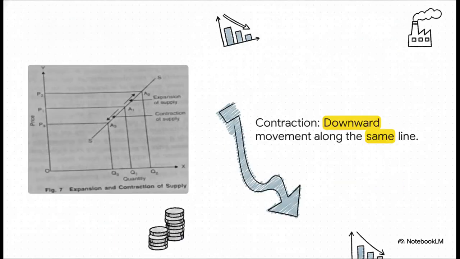Notice just how simple the movement is during a contraction of supply. Visually trace that single line downward. When a fall in price from OP down to OP1 causes the quantity supplied to drop from OQ to OQ1, we get a simple downward movement from point A to point B. It happens entirely along the exact same supply curve. Literally, no new lines required.